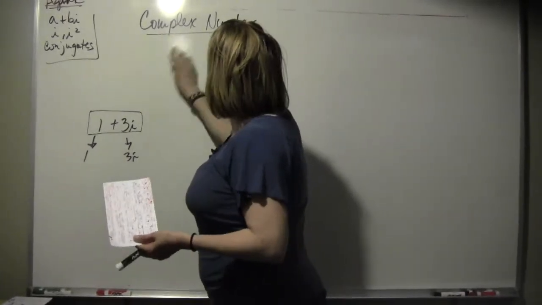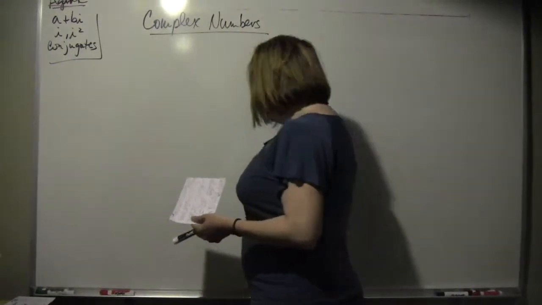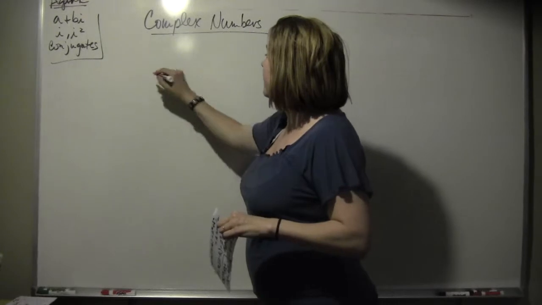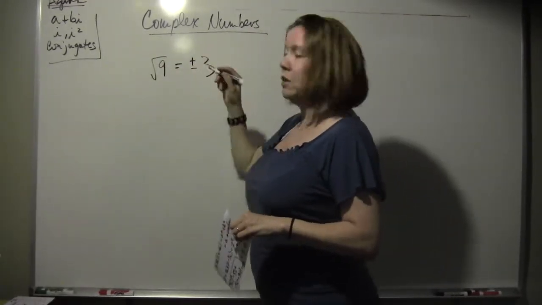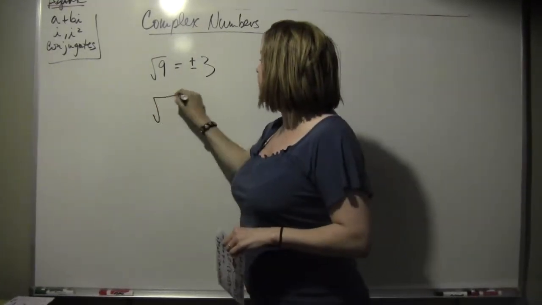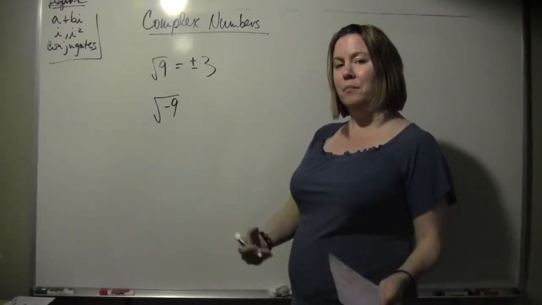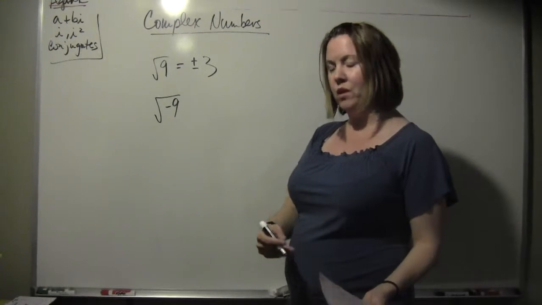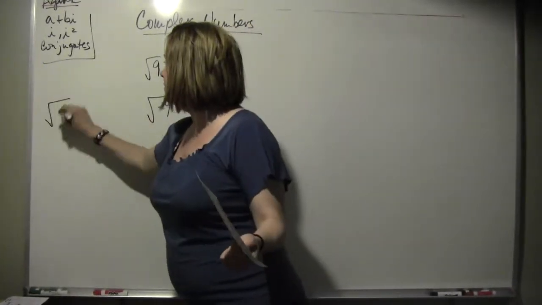And then we need to talk about i. So if you have the square root of 9, that can either equal a positive 3 or negative 3. If you have the square root of a negative 9, remember a negative number is just the positive number multiplied by a negative 1.